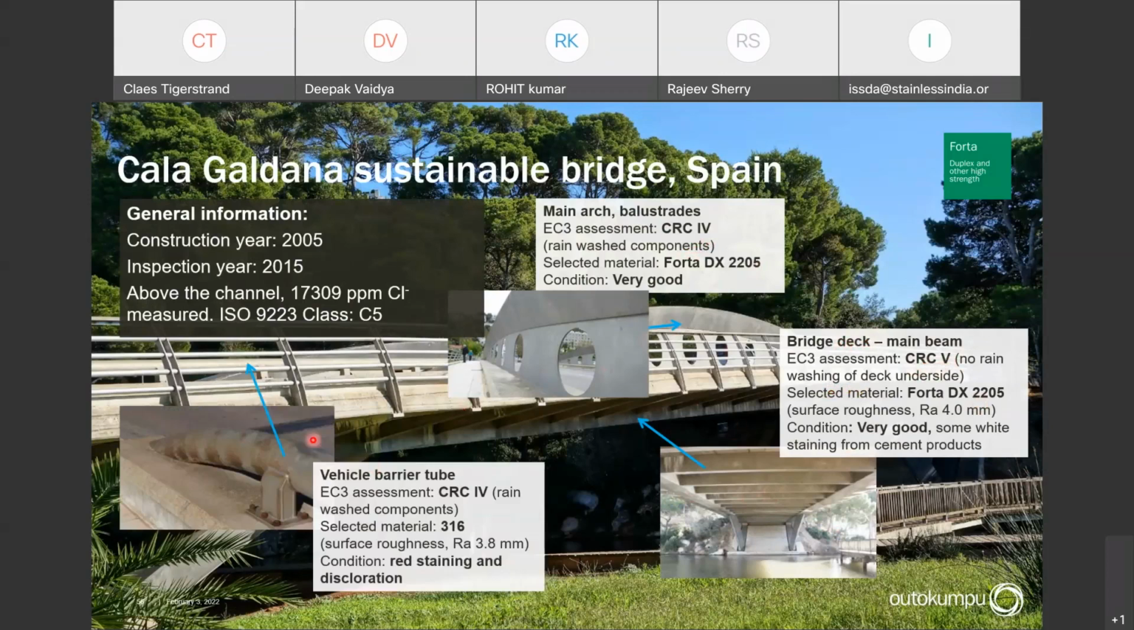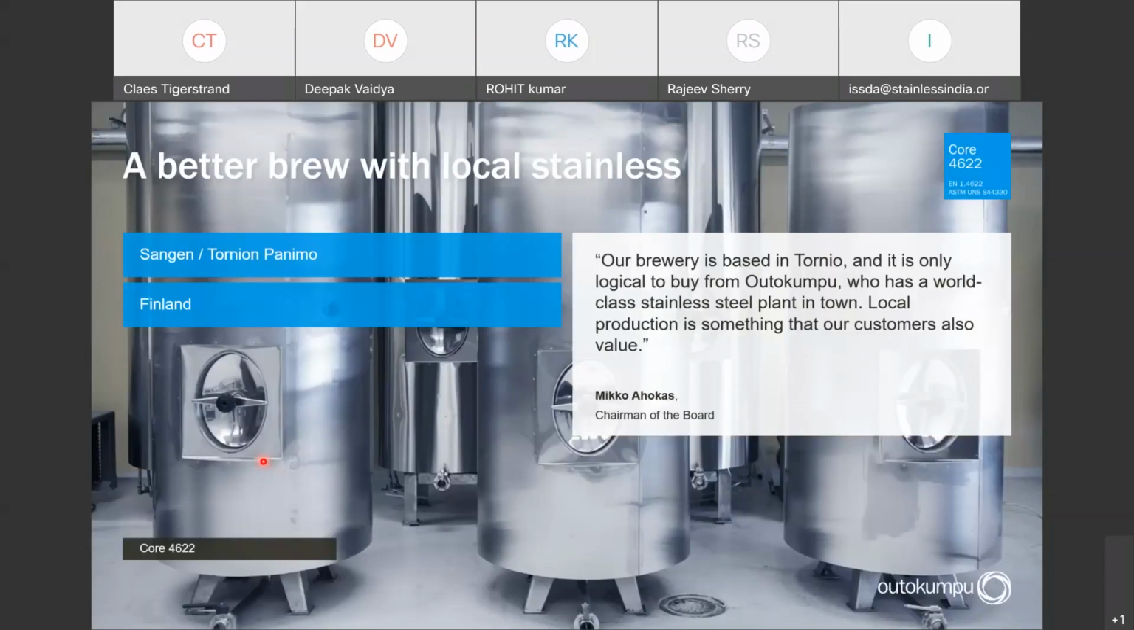However, if we look at some vehicle barriers along the road here, they were actually selected in 316, not the Duplex. And the corrosion resistance class here is 4, but we can see it's heavily stained after 10 years. So they should have selected Duplex here as well, the Duplex 2205, to have good performance here, because you can see some discoloration clearly.